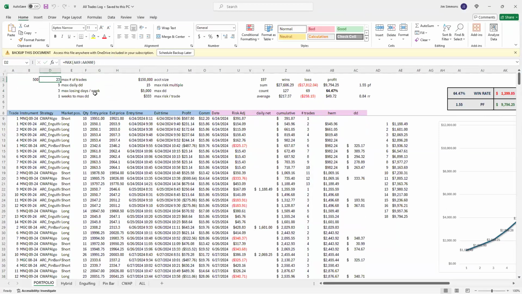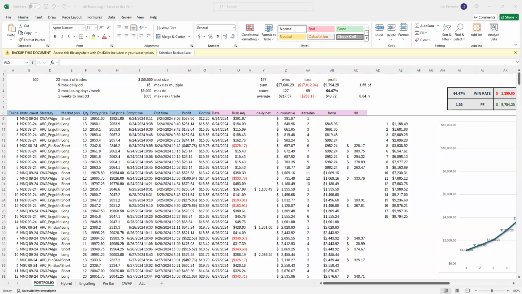Here's the thing. When you're trading 23 trades and your win rate is 65%, what are the odds that you're going to lose 23 trades that day? Like, it's not going to happen. I never say never, but odds are extremely low that you would hit those kinds of numbers.